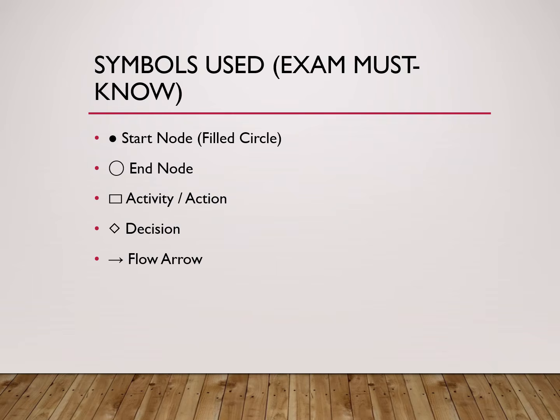Now, what are the symbols used? Before you start drawing, remember these symbols because they fetch direct marks. A filled circle is start. A small circle with border is end. Okay? And a rectangle with curved edges is an activity or action. Diamond is decision and the arrows show the flow. If you get these 5 right, your diagram already looks professional and that's half the marks done. Okay, you have to remember these 5.